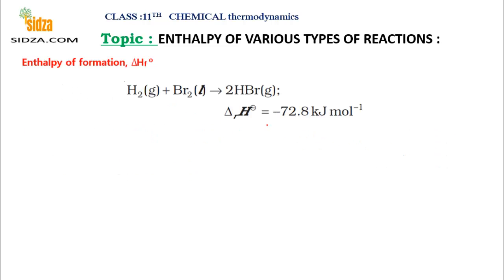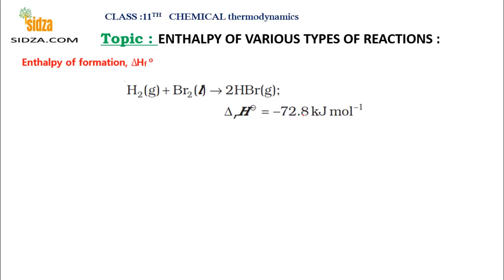Here we have a reaction. Hydrogen and bromine in elemental form combine and form hydrogen bromide. The enthalpy of reaction here is 72.8 kilojoules. This is the energy change which occurs when 1 mole of hydrogen reacts with 1 mole of bromine and they form 2 moles of hydrogen bromide. So that means this is the enthalpy of a reaction.